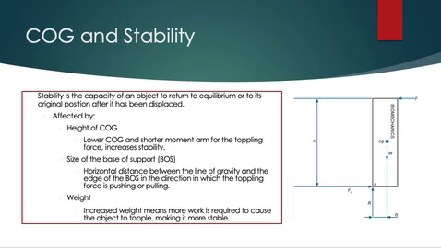Stability is the capacity of an object to return to equilibrium or to its original position after it has been displaced. Stability is affected by 3 things. 1, the height of the center of gravity. 2, the size of the base of support. And 3, the weight of the object. An object with a higher center of gravity is less stable. The base of support is the area within the lines connecting the outer perimeter of each of the points of support. An object with a greater or larger base of support is more stable, and an object that is heavier is more stable as well.